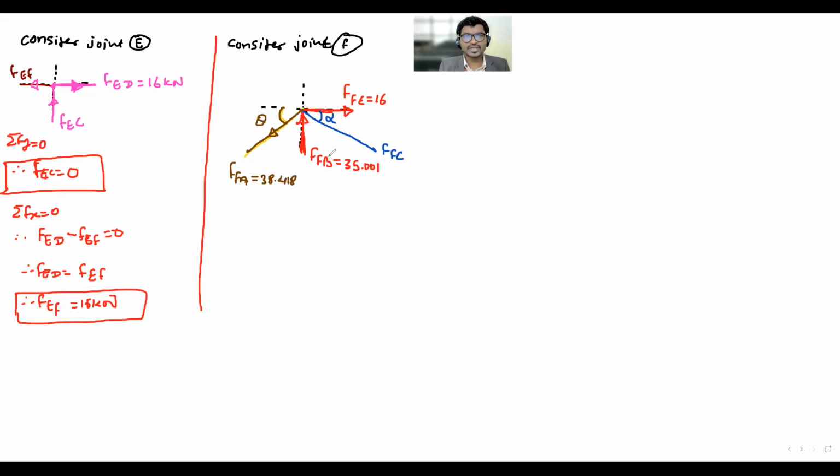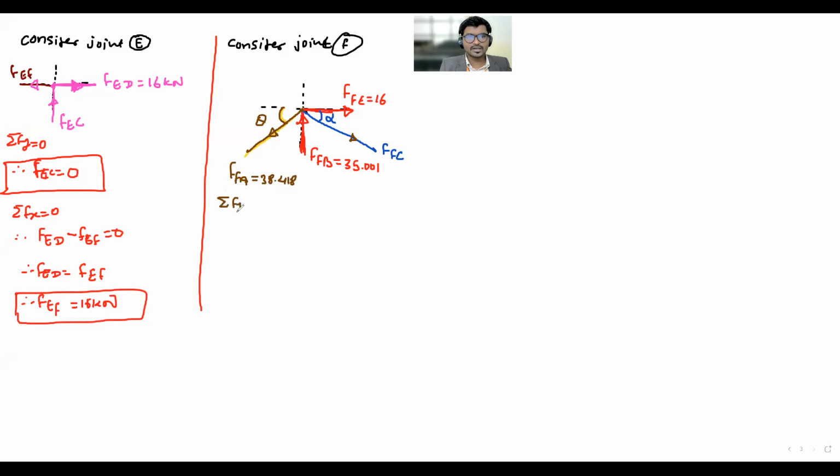We are knowing force in FFB. We are knowing in FFE. Any active load at the joint? No. So the probable direction for FFC, up or down? Tell me, should we take down or up? Down. Okay, we'll consider downward. Now apply the conditions of equilibrium.